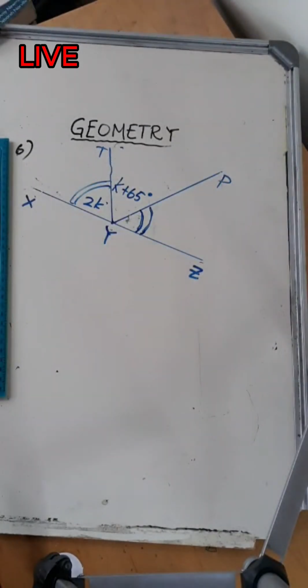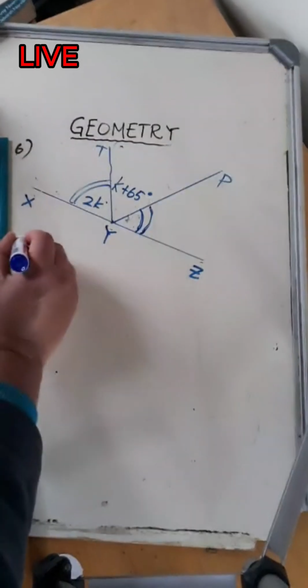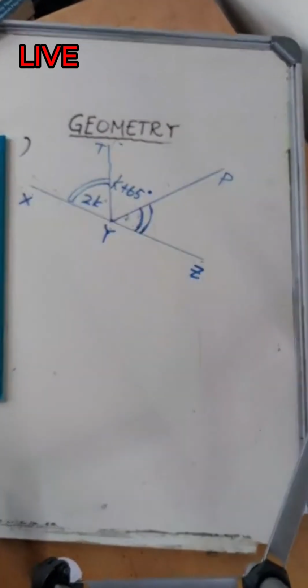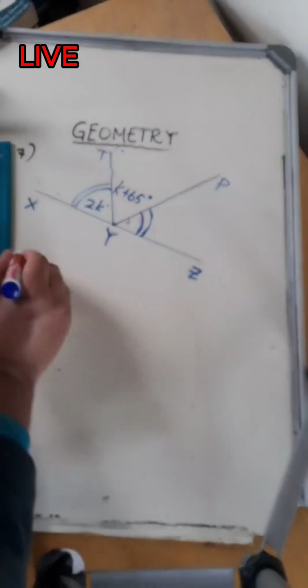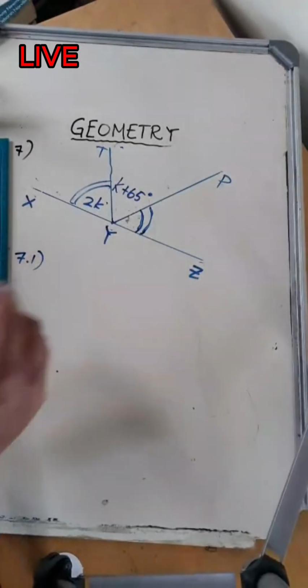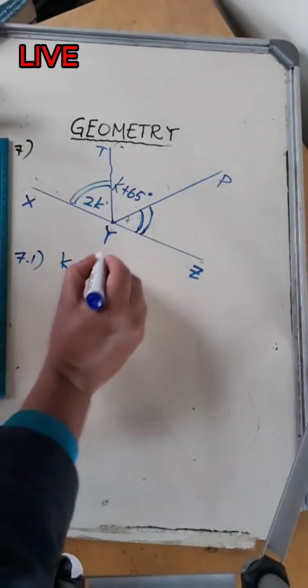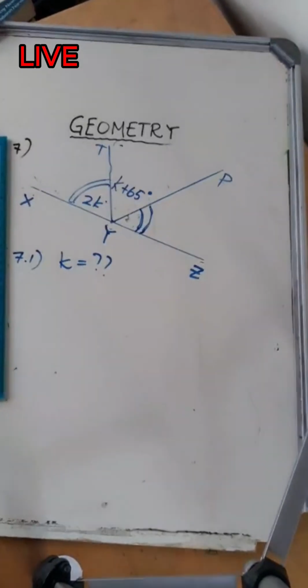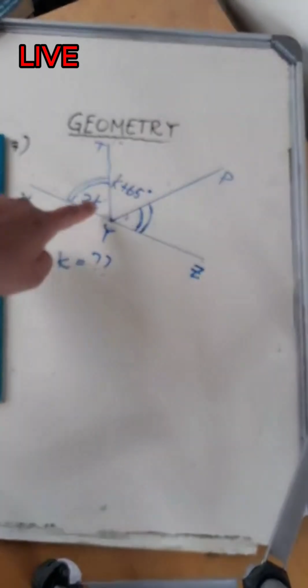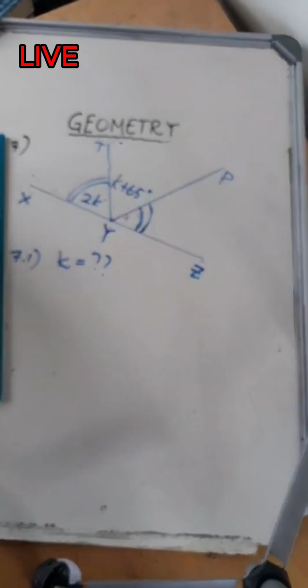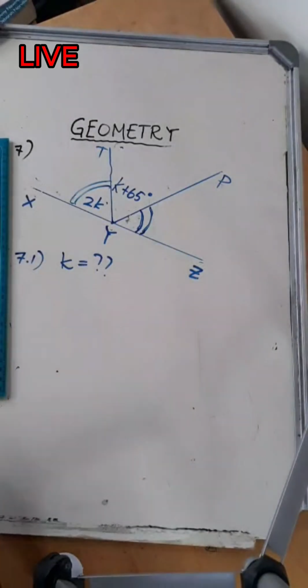And the question is obviously the first one, question number 7, by the way. For those who have just joined us, 7.1, they ask us, what is the value of K? So this K and that K is exactly the same thing. It's not a different K, okay? That's the first question.